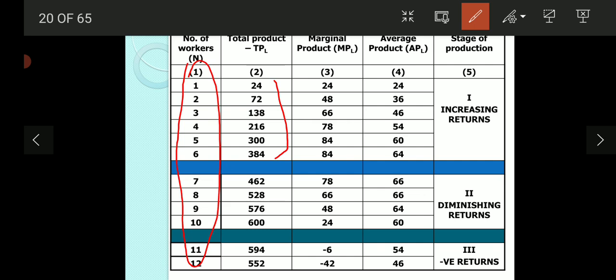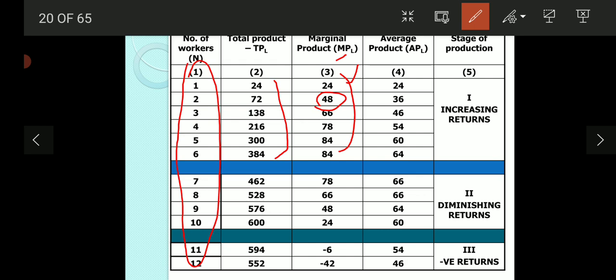If I look at the marginal productivity, you see it is increasing. First unit of labor, he increased 24 units. When I employed one more unit, that is second unit, the productivity increased by 48. Then it increased by 66, then 78, then 84. So I can see productivity is increasing at an increasing rate.